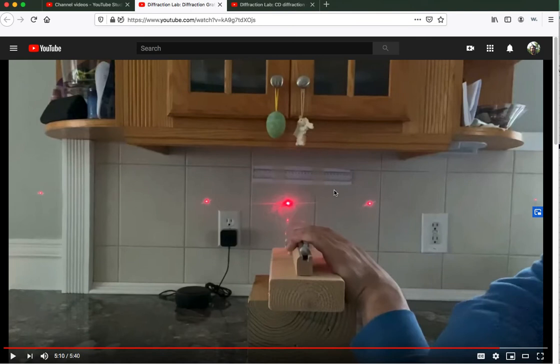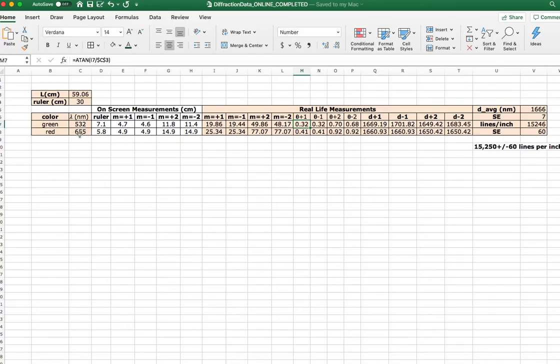And just make sure when you get to the red dots, in order to get them all on screen, I had to move the setup back a little bit, the camera back a little bit. I didn't move the grating, but I moved the camera back, which changes the size of your ruler. So on the spreadsheet, the ruler measurements do change for the red and the green. Okay, so that is it on the diffraction grating experiment.